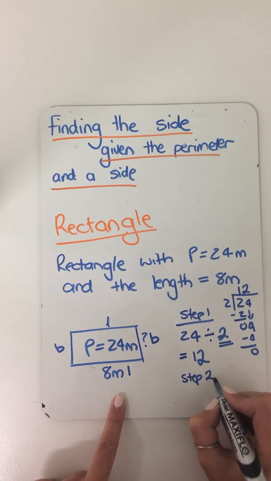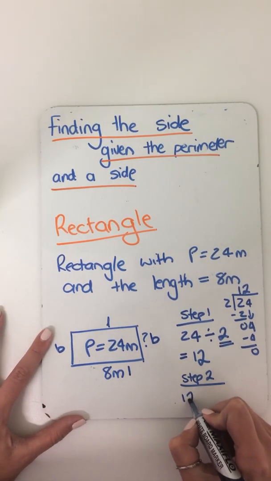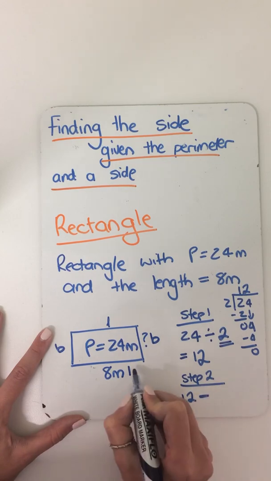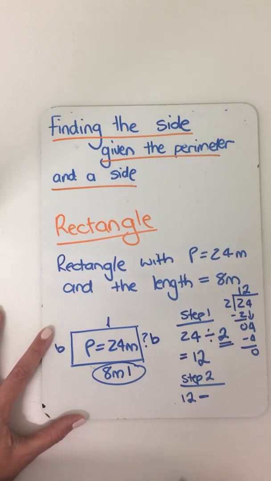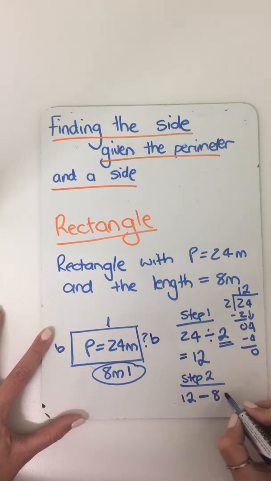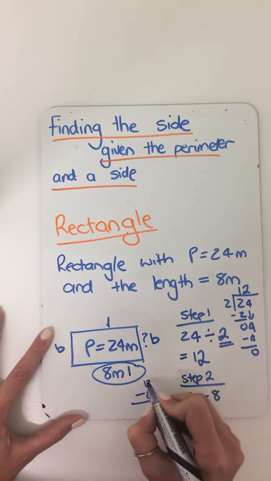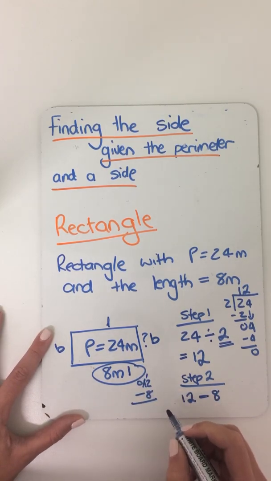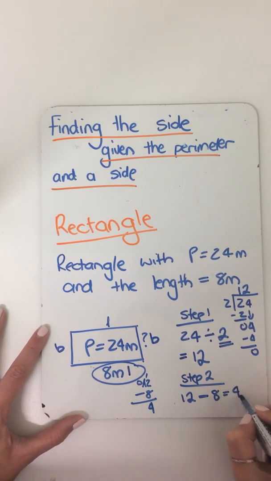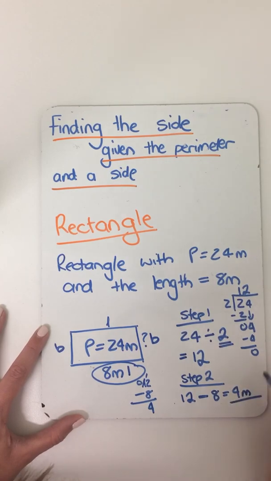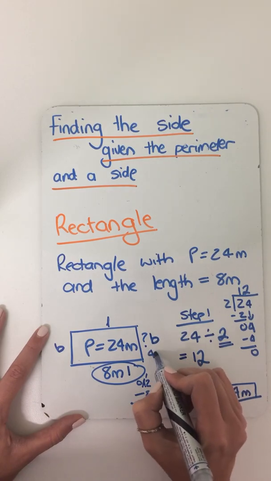I then have step number 2, which is to take my 12 and I subtract the side that I have. So I know that the length is 8, I'm trying to find the breadth. So I take my 12, I subtract the 8. 12 minus 8, 2 minus 8 I can't do, so I go next door. 12 minus 8 is 4. So 12 minus 8 is equal to 4. This gives me the answer of my breadth. 4 meters is the breadth that I am missing.